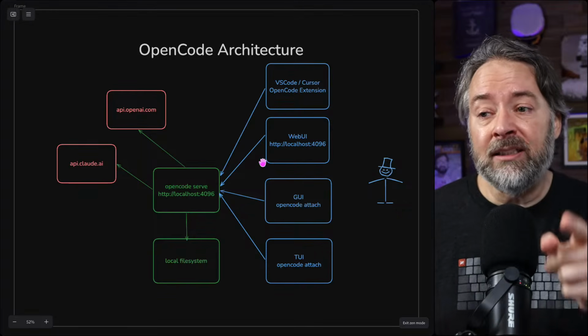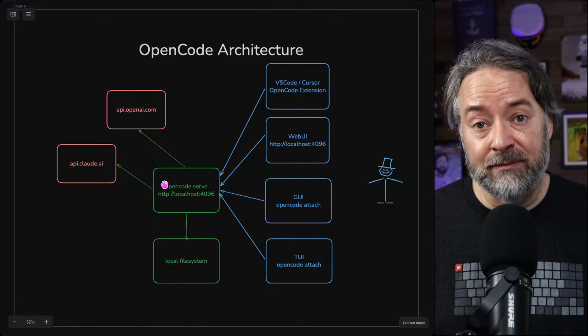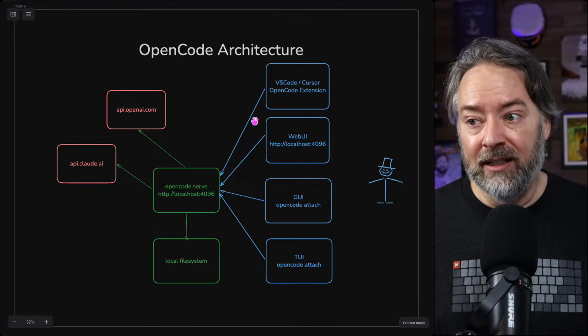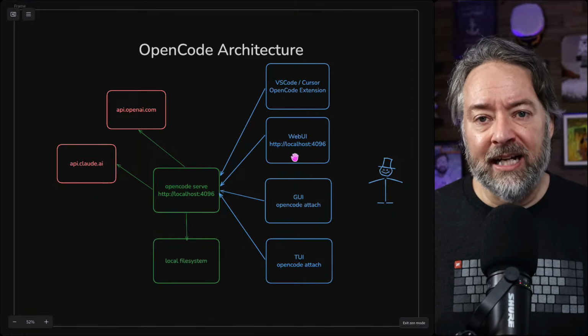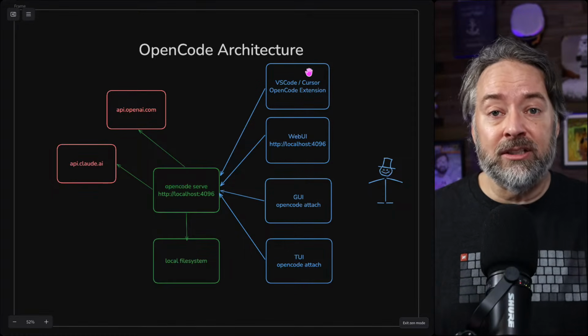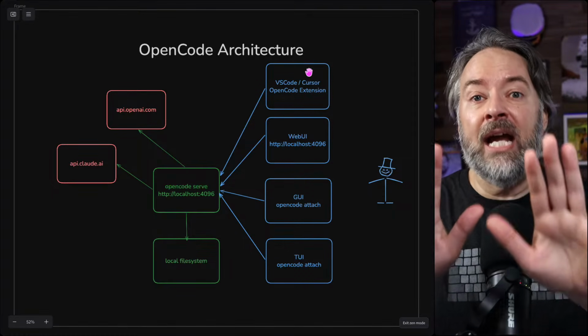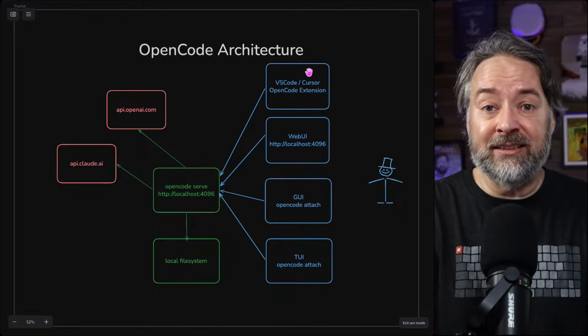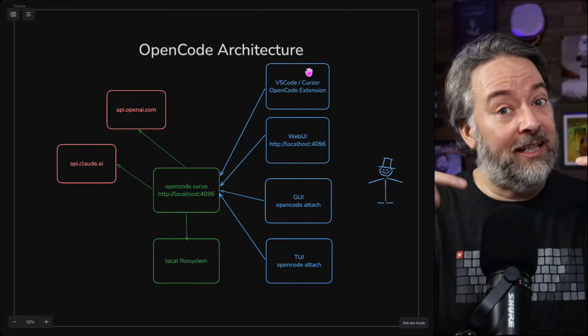And because the OpenCode server stores your context memory in SQLite, all of these things can connect concurrently, and you can watch the conversation happening on your phone and on your desktop at the same time in real time. Like, it's slick.